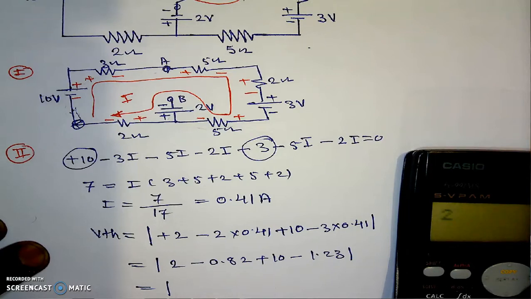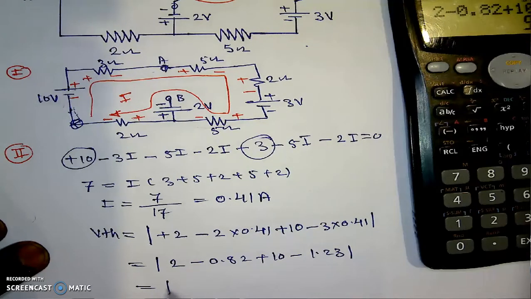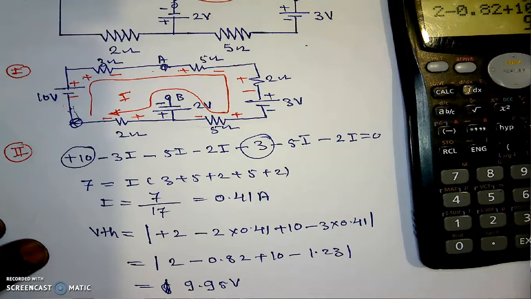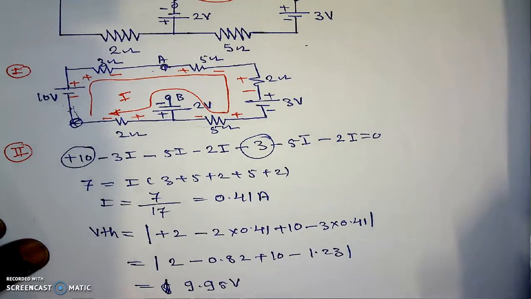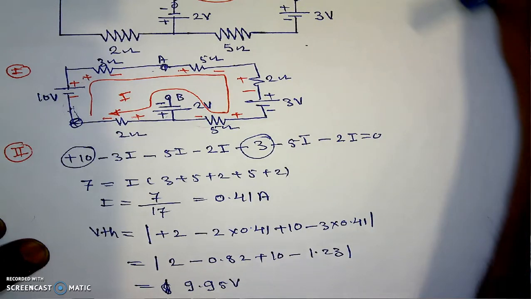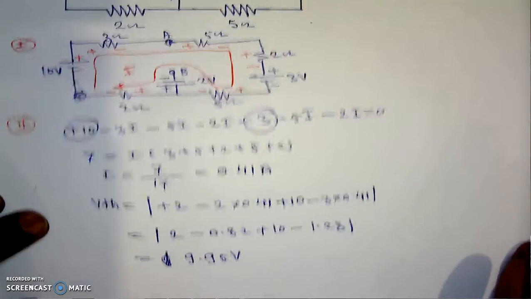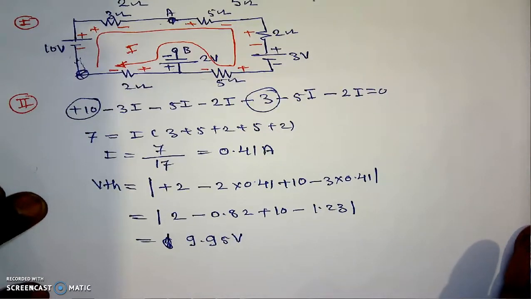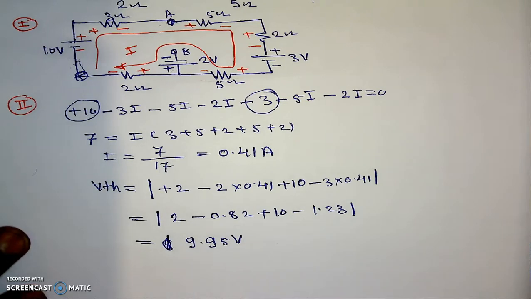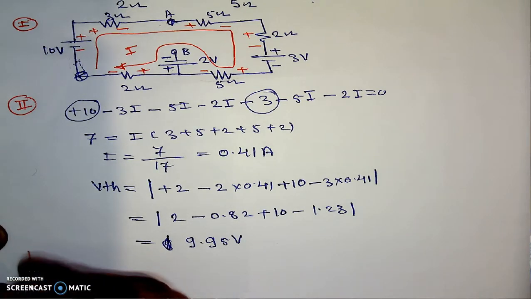This is 2 minus 0.82, then plus 10, then minus 1.23, which is equal to 9.95. Means here 9.95 volt is the value of the VTH. Now if we know the value of the VTH, then we can find out the value of the RTH. Third step. I will use here third step.